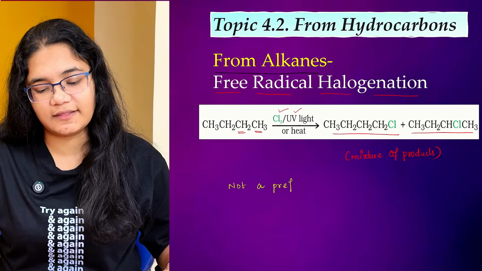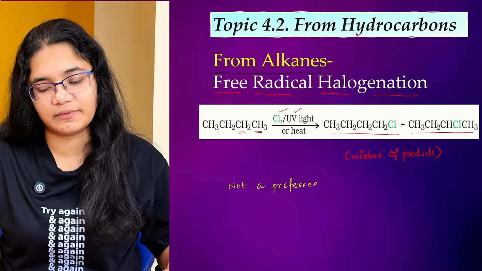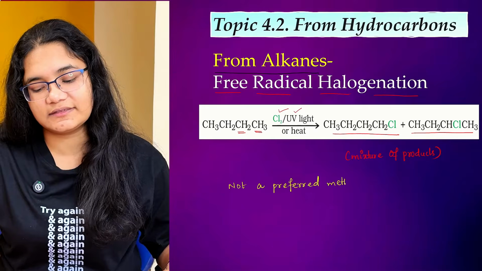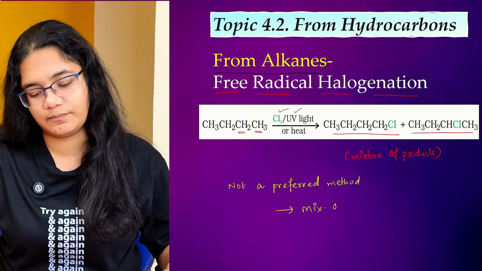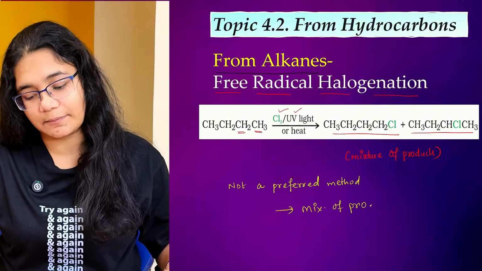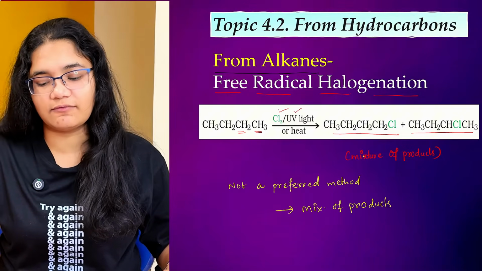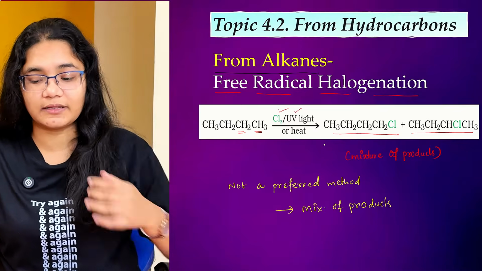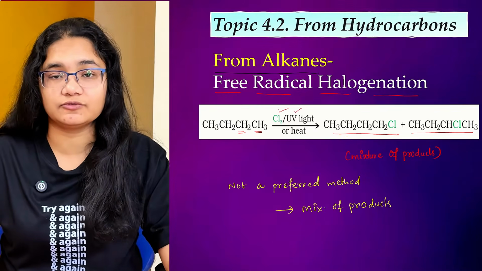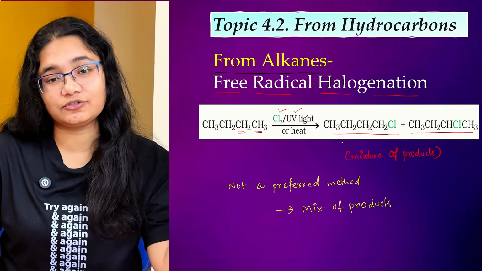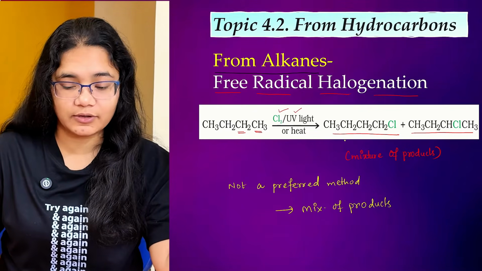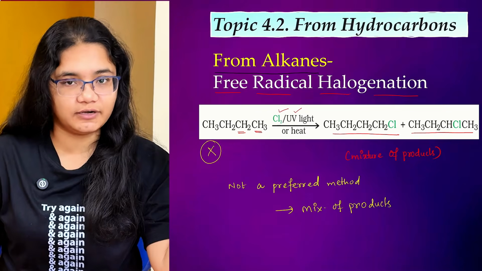Again, the same reason, or the opposite of the previous one, you can discuss: this is not a preferred method because here we get a mixture of products. We have to separate them. Suppose I want only 1-chlorobutane, but in this method 2-chlorobutane will also be produced. So a lot of post-preparation techniques have to be used to get a pure sample. That is why this is not a preferred method.